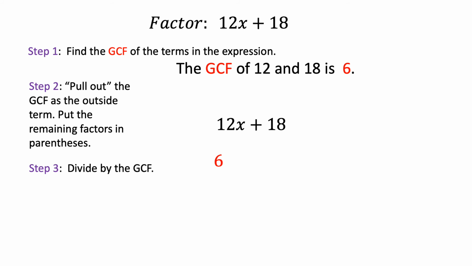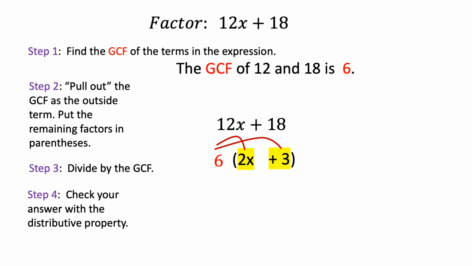Next, we find which numbers will go in the parentheses. 6 times 2x is 12x, so 2x is the first term in the parentheses, and 6 times positive 3 is 18, so plus 3 is the second term in the parentheses. We check our answer with the distributive property. 6 times 2x is 12x, and 6 times 3 is 18. Therefore, these two are equivalent expressions. This is how we factor an expression.